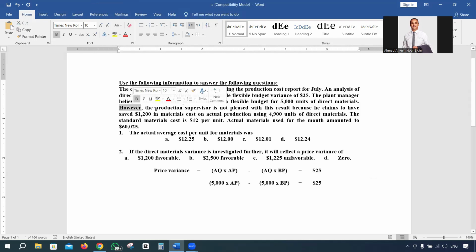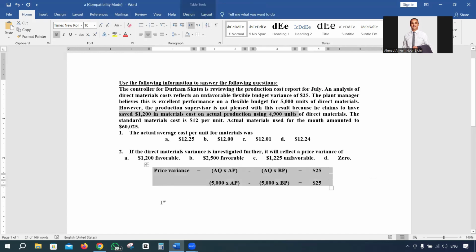However, the production supervisor is not pleased with the result. He is not okay with this result. He doesn't agree that the result is a $25 unfavorable price variance because he claims he saved $1,200 in material cost on actual production of 4,900 units. He is now telling us that the actual quantity is not 5,000 units. The actual quantity is 4,900.